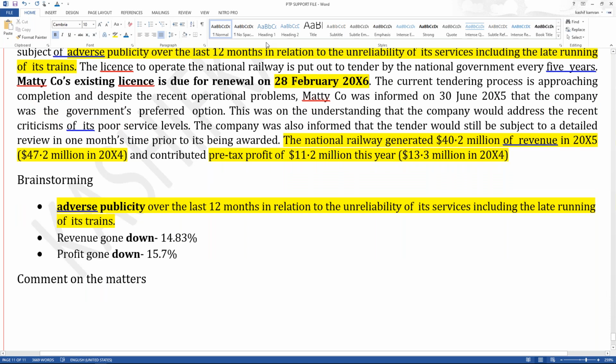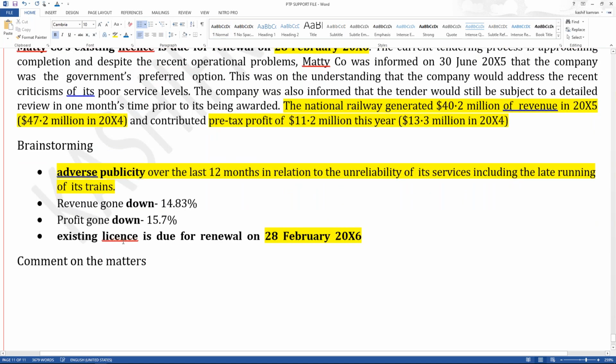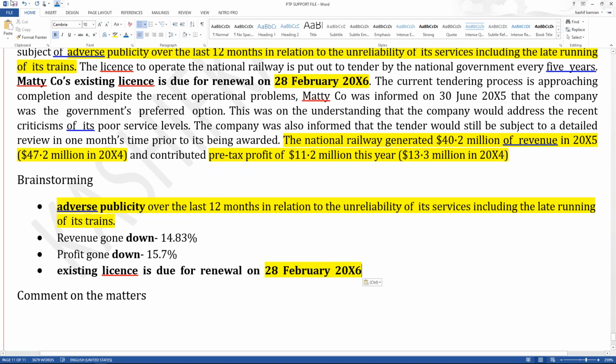So let's write this next point. Existing license is due for renewal on 28th of Feb. Control C, Control V. The current tendering process is approaching completion for the license, and despite the recent operational problems, METI was informed on the 30th of June that the company was the government preferred option.